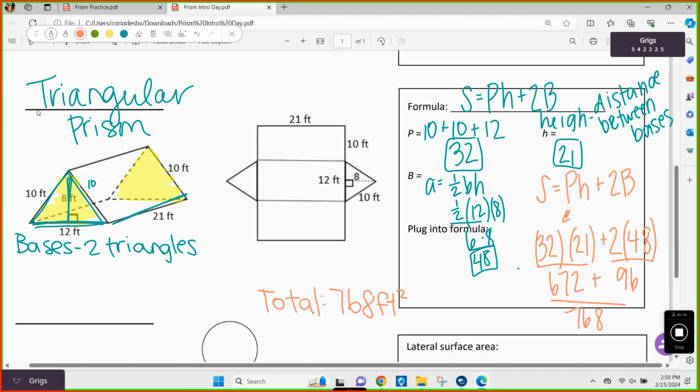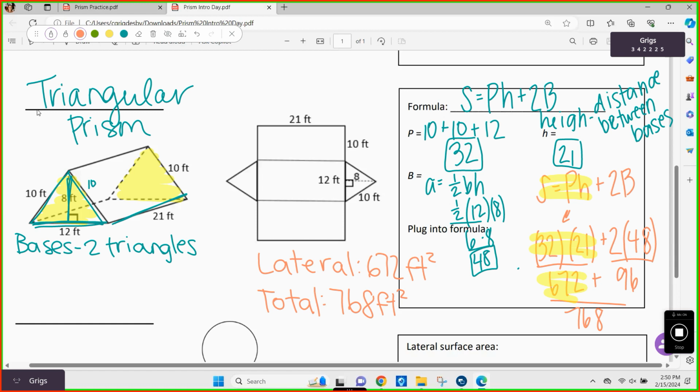Now, get your highlighter. What's the formula for lateral surface area of a triangular prism? S equals Ph, so I can just highlight right there. And then 32 times 21 is 672. So I can always take the lateral surface area out of the total. So my lateral surface area is 672 feet squared.